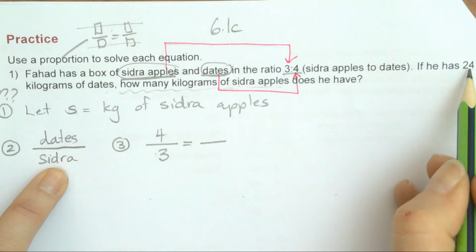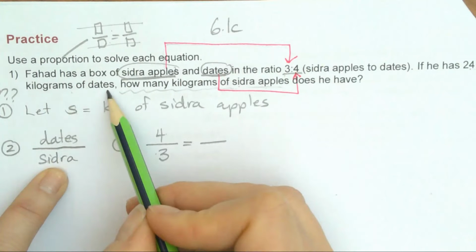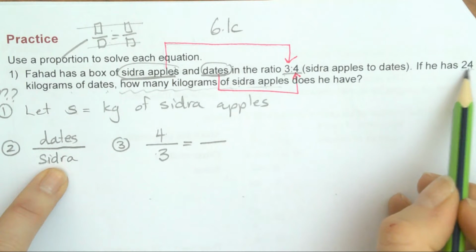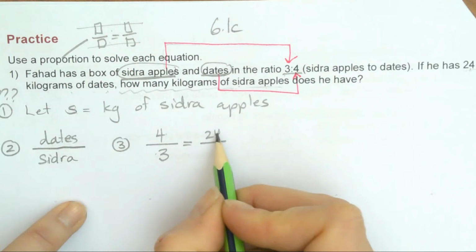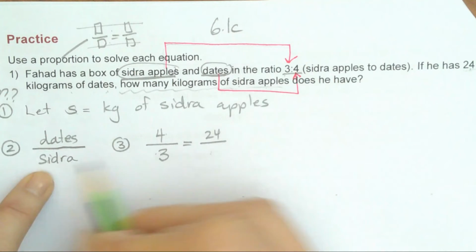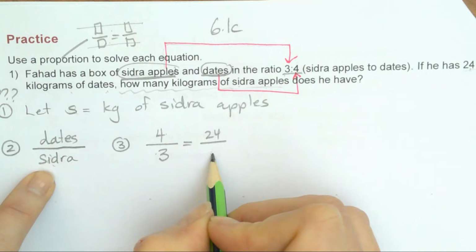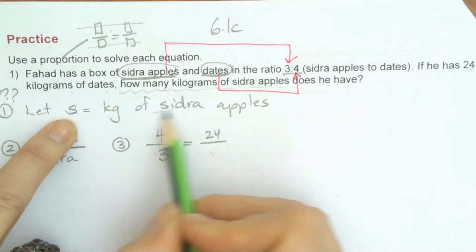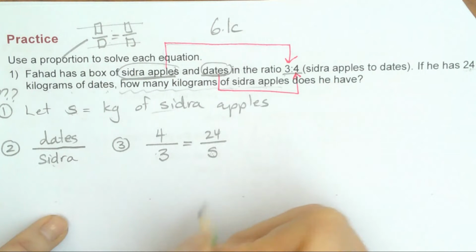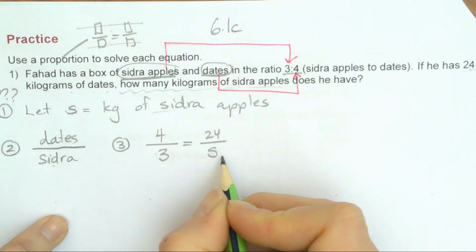Here it says 24 kilograms of dates. So 24 is about dates. Dates is up, so our 24 is going to go up. And how many Sidra apples do we have? I don't know. We don't know. But we said let S equal the number of kilograms. So we're going to put S here. Because we don't know how many Sidra apples there are, we have to find it.